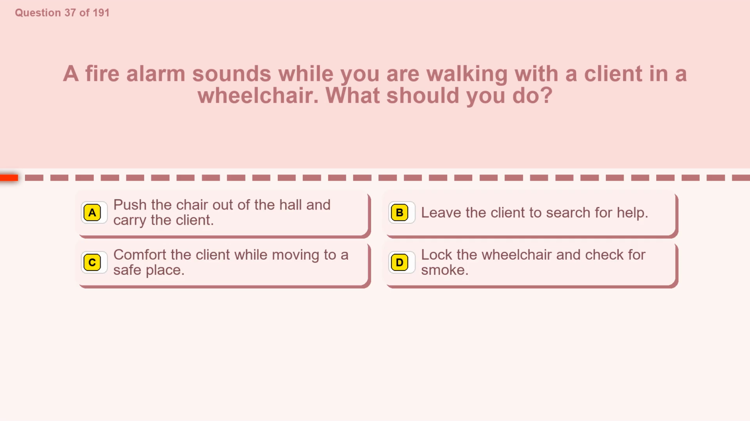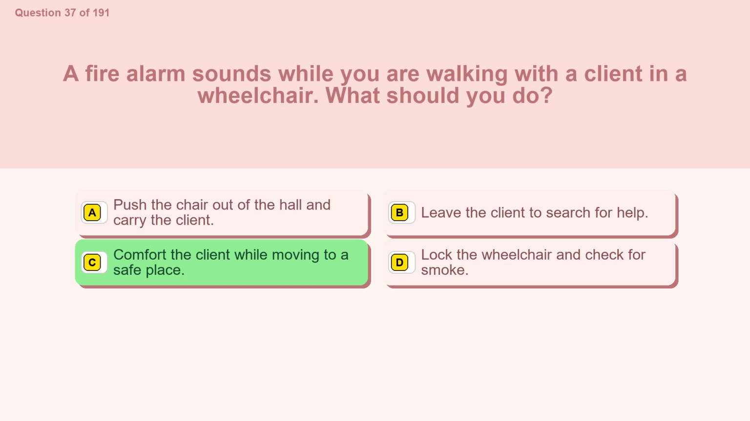Question 37. A fire alarm sounds while you are walking with a client in a wheelchair. What should you do? Option A. Push the chair out of the hall and carry the client. Option B. Leave the client to search for help. Option C. Comfort the client while moving to a safe place. Option D. Lock the wheelchair and check for smoke.